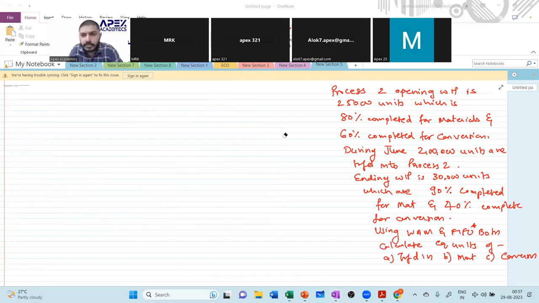Do you understand the question? Process 2 opening WIP is 25,000 units, which is 80% completed for materials and 60% completed for conversion. During June, 200,000 units are transferred into process number 2. Ending WIP is 30,000 units, which is 90% complete for materials and 40% completed for conversion. Using weighted average method and FIFO both, calculate transfer out, and material and conversion.